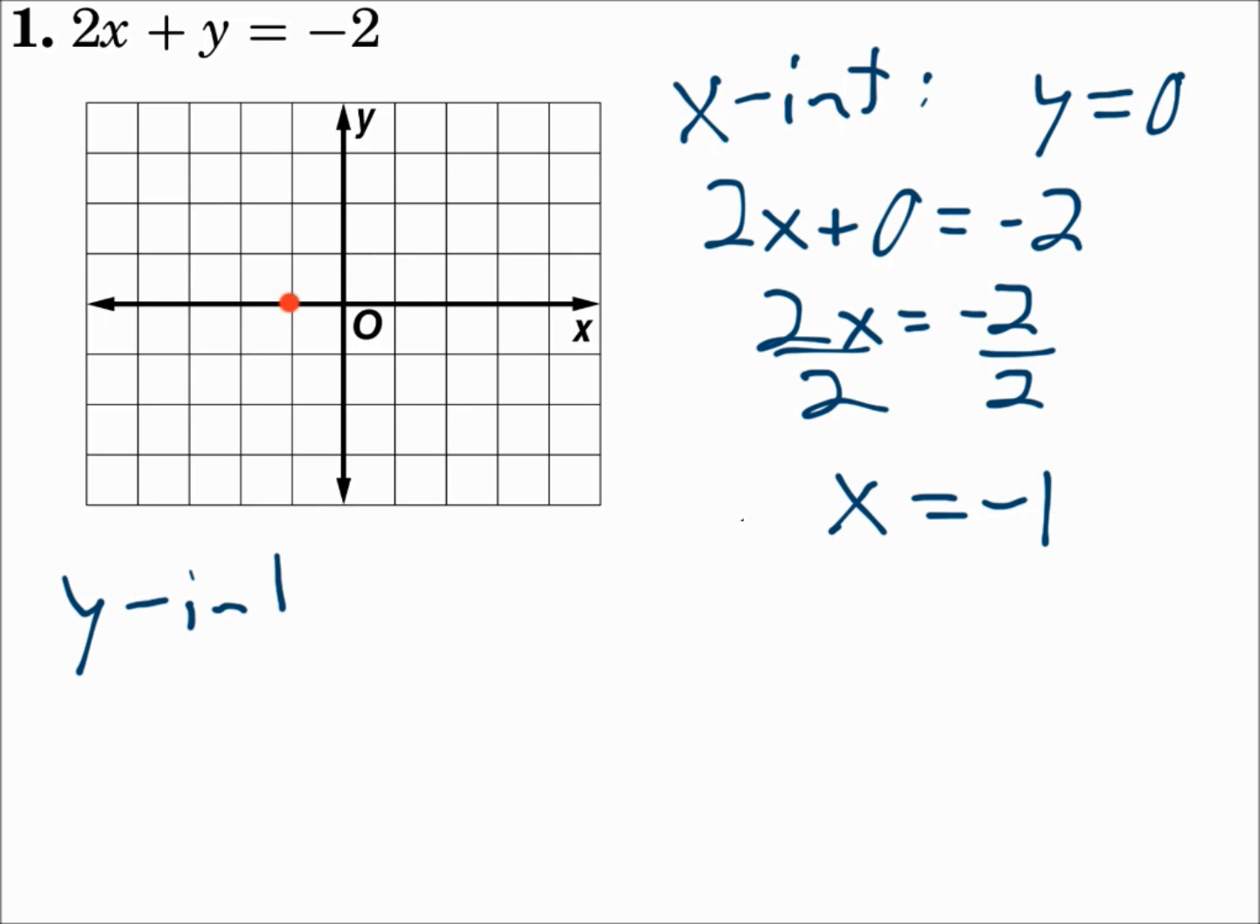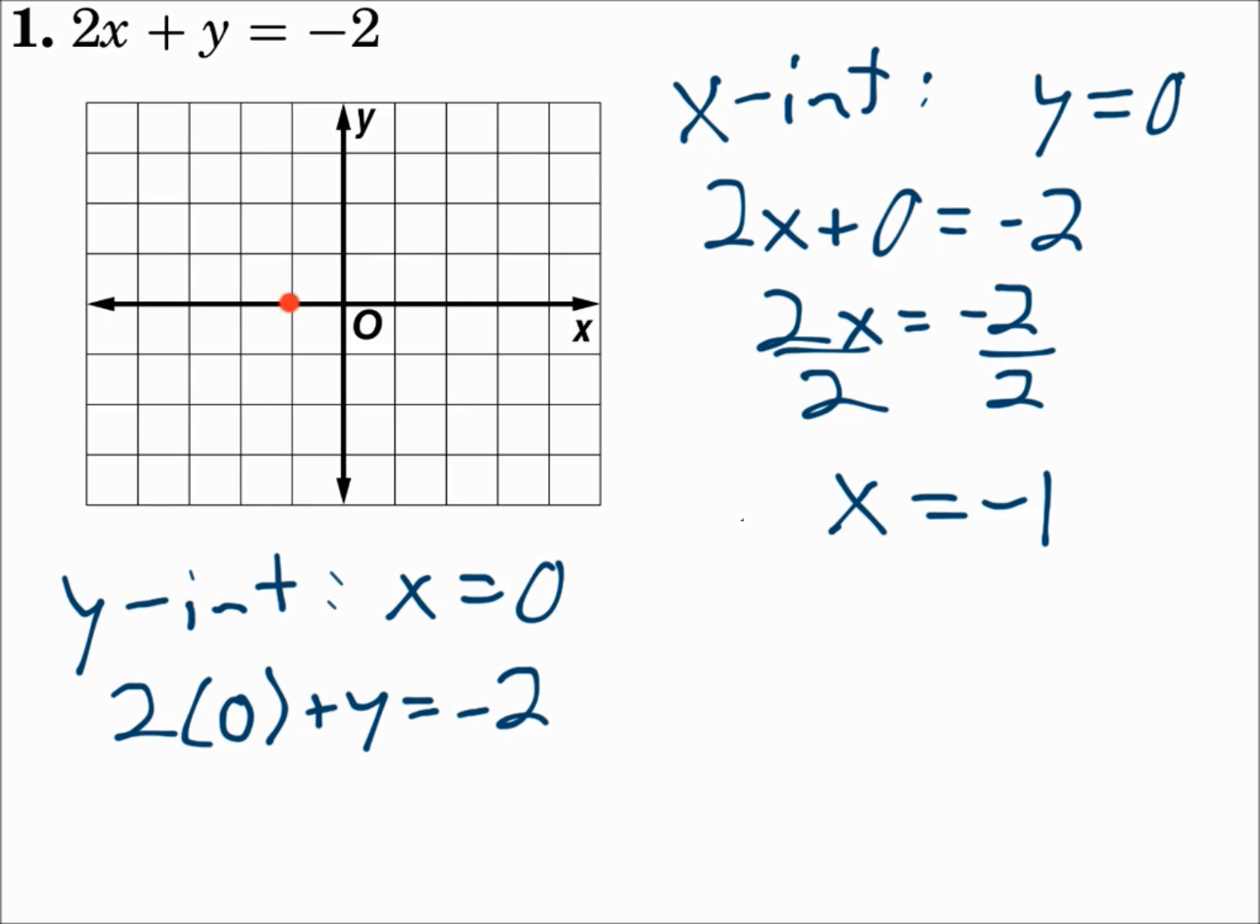For the y-intercept, make x equal 0 and solve for y. So 2 times 0 plus y equals -2. 2 times 0 is 0. 0 plus y is just y. And you're left with y equals -2. So the y-intercept is -2. That's the coordinates 0, -2, where x is 0 and y is -2. You have the intercepts. Now connect those dots, and there's your line.